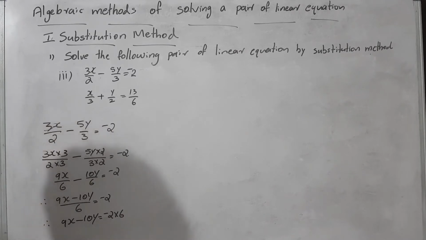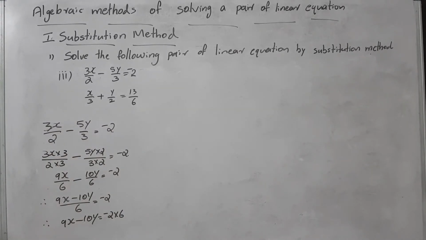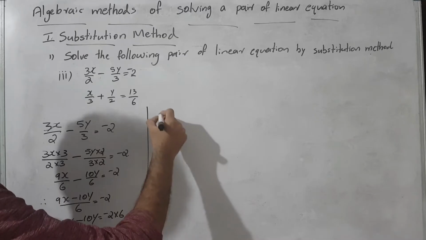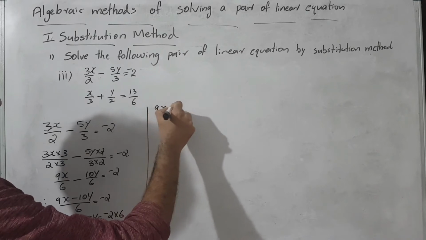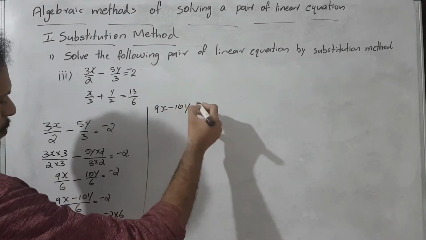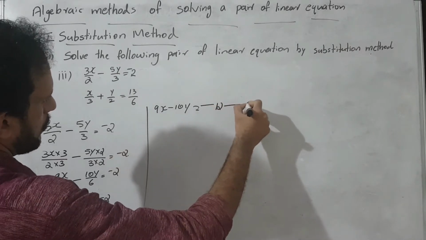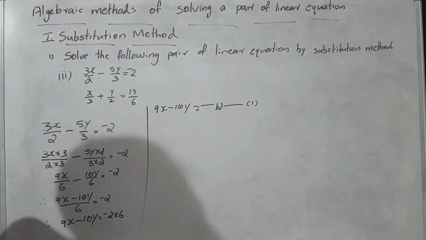Okay. Then 9x minus 10y is equal to minus 2 into 6. Therefore, what do we write? 9x minus 10y is equal to minus 12. That is equation 1. Okay.